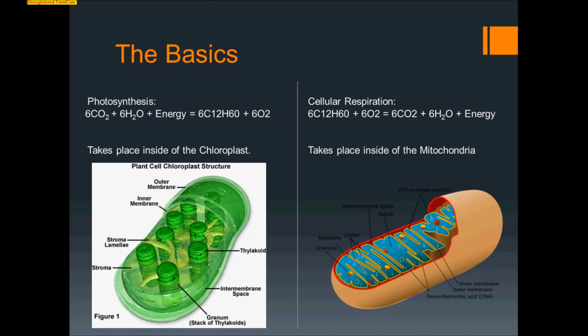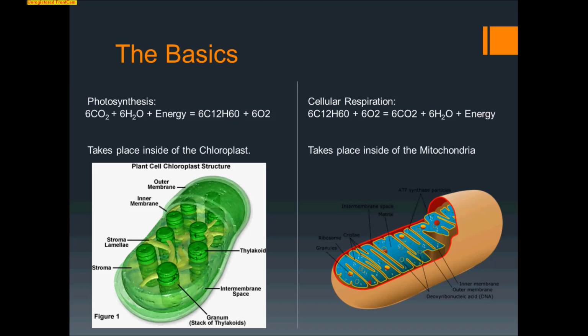Another difference that can be spotted right away is the organelle at which each of these procedures takes place. Photosynthesis takes place in the chloroplast, as you see on the left, which is an exclusive organelle to plant cells. Cellular respiration does not take place in the chloroplast. Instead, it takes place in the mitochondria, as you see on the right. Both organelles resemble the shape of a bean, and both organelles have an inner and outer membrane.